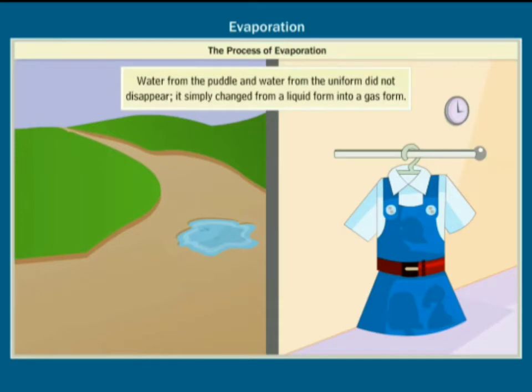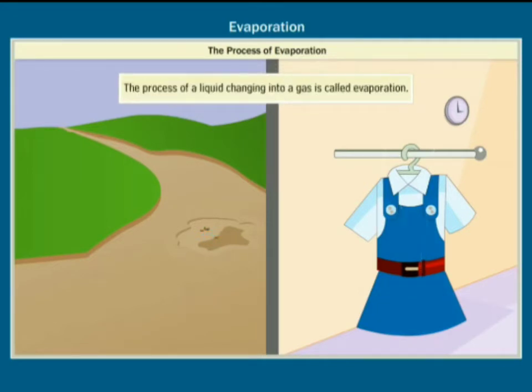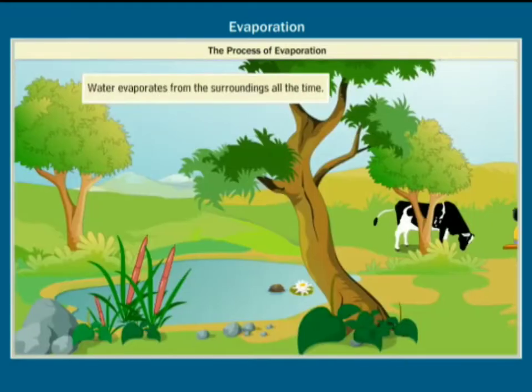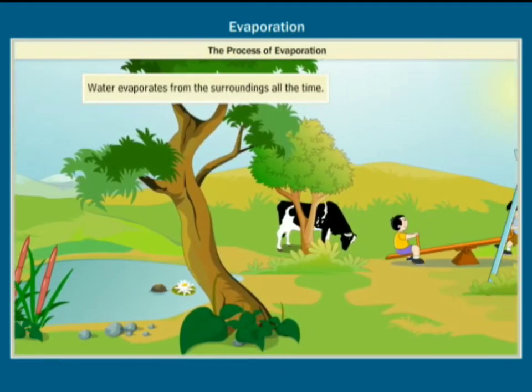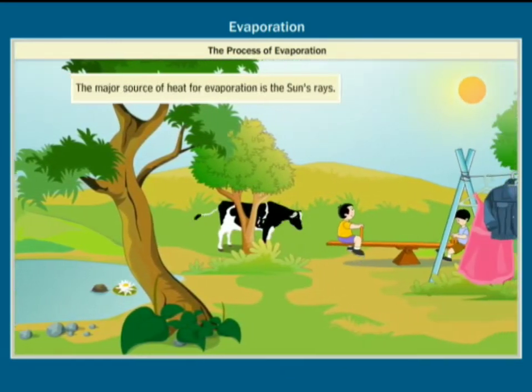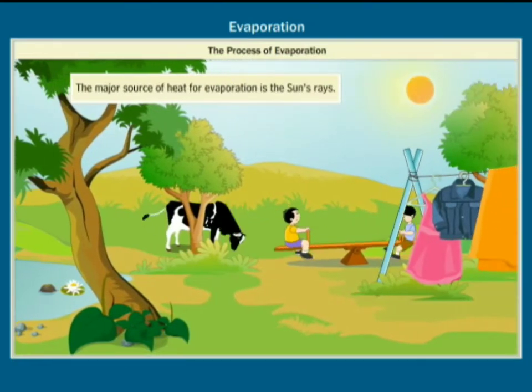Water from the puddle and water from the uniform did not disappear. It simply changed from a liquid form into a gas form. This happened due to the heat in the surroundings. The process of a liquid changing into a gas is called evaporation. Water evaporates from the surroundings all the time. The major source of heat for this is the sun's rays.